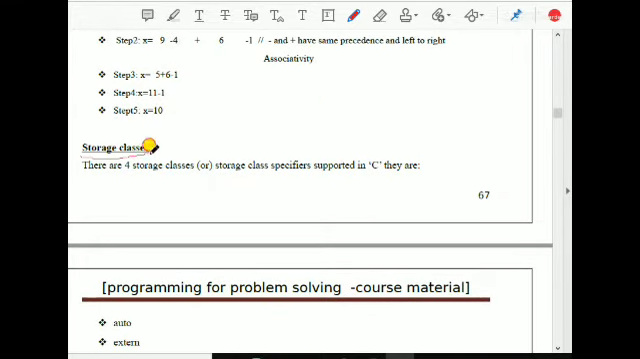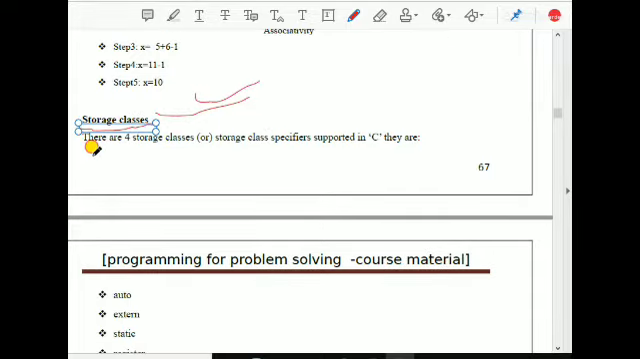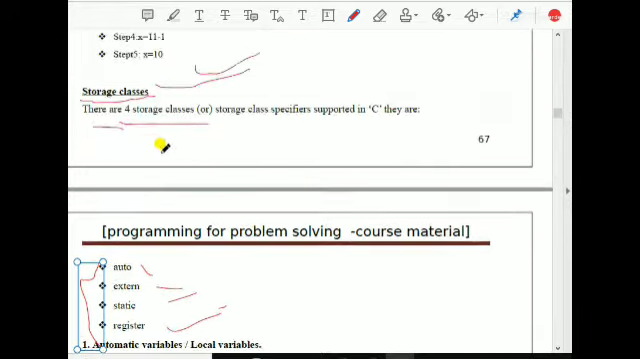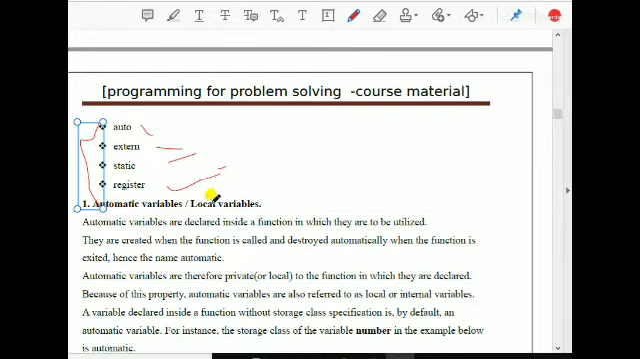See, storage class is also important. They will ask for a long answer, or 4 to 5 marks. So listen very carefully. There are 4 types of storage classes. The 4 types of storage classes are the following: auto, extern, static, and register. See, auto, extern, static, and register, these are the 4 types of storage classes.